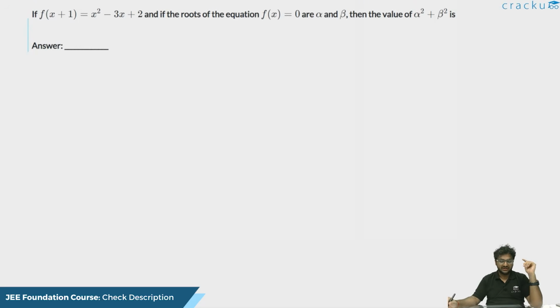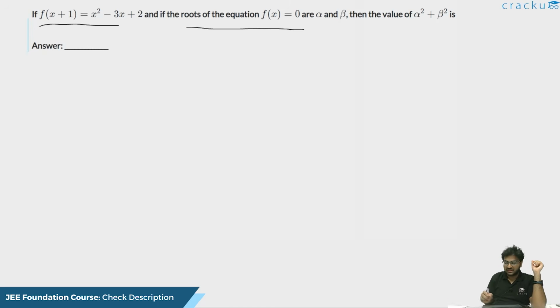Hi everyone. So let us look at this question. So the question says that if f of x plus 1 equal to x square minus 3x plus 2 and if the roots of the equation f of x equal to 0 are alpha and beta, then find the value of alpha square plus beta square.